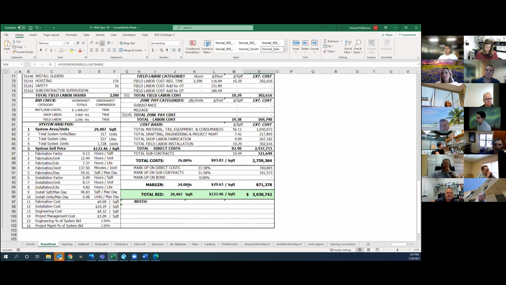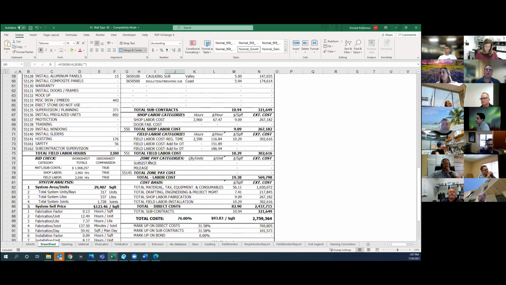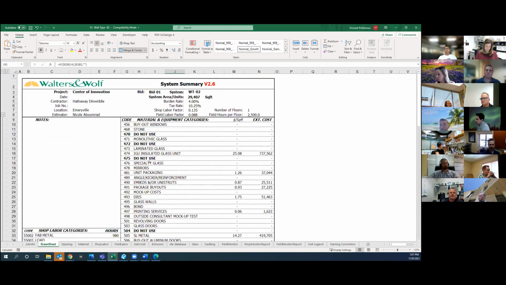But at the end of the day, the most important part, what our customer wants to see, is the total for that system. So this one's 3.6 million, and what that price per square foot is, as well as what the overall square foot is. Nothing on this page gets entered by the estimator. This is all a summary page. Everything that we have here comes from somewhere else in the estimate.